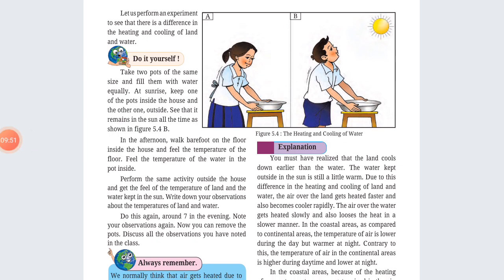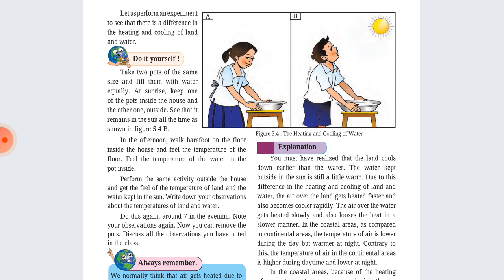Let us perform an experiment to see that there is a difference in heating and cooling of land and water. Do it yourself. Take two pots of the same size and fill them with water equally. At sunrise, keep one of the pots inside the house and the other one outside. See that it remains in the sun all the time as shown in figure 5.4b.